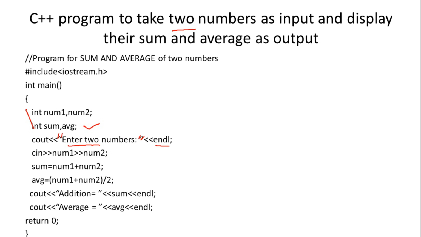So the expected output is that first the statement "enter two numbers" will be printed, then colon. Then control will go to a new line, and there it will wait for getting the numbers from the user. Here "enter two numbers" is written with the help of the statement cout. cout is used for displaying data as output. Similarly, cin is used for taking input from the user, or reading the data from the user. So cout is the output statement and cin is the input statement.